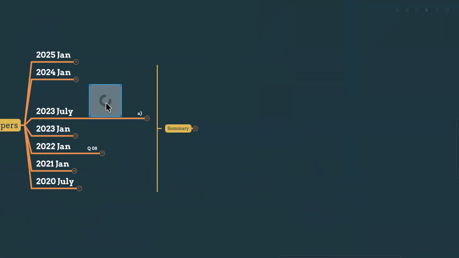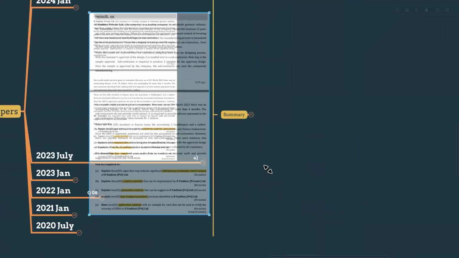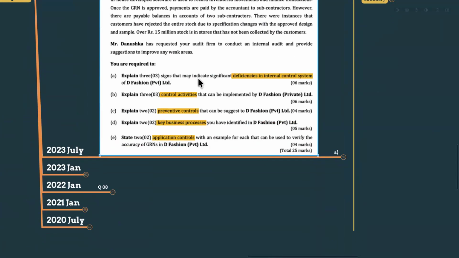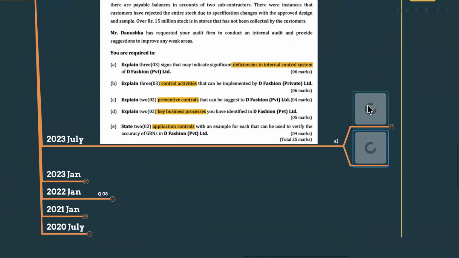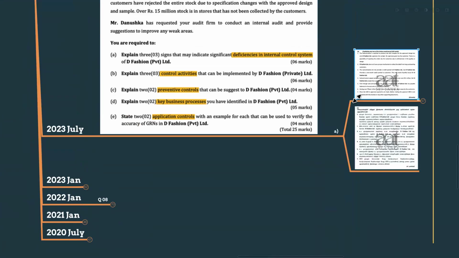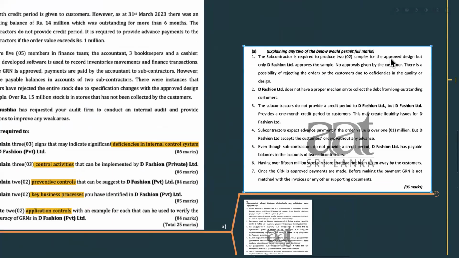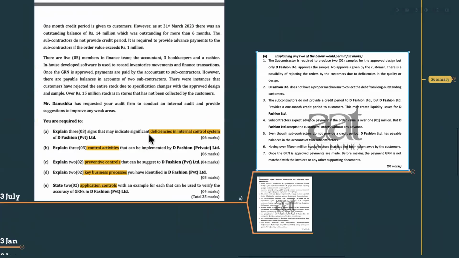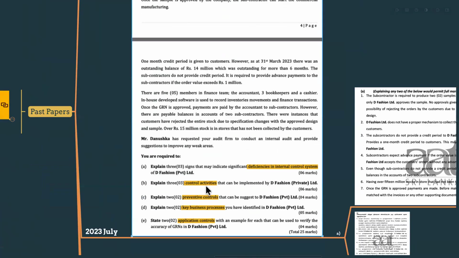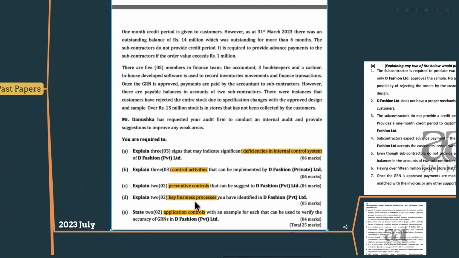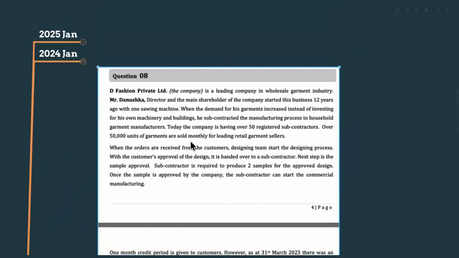And let's talk about this 2023 July paper also. A question, simply they have asked, explain 3 signs that may indicate a significant deficiency. This is already, I think we have done. The signs, how to identify. I have done this question, I think, right? The subcontractors, explain 3 control activities, preventive control. Okay, let's read this question first.